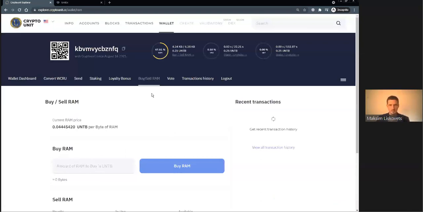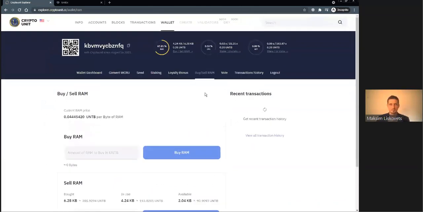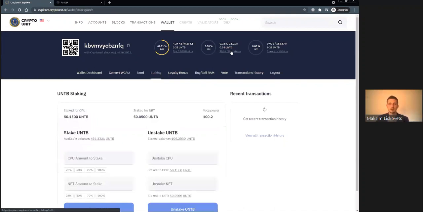Now this has been cleared out and we can proceed. By the way, I haven't shown you how to stake for CPU and net. Well, similarly to the staking of WCRU and CRU, you do it in the same way here. You can stake UNTBs to get more CPU and net. CPU is computational power, net is the network, the, let's say, the width of your highway. Especially, you need it to speed up the processing of transactions.